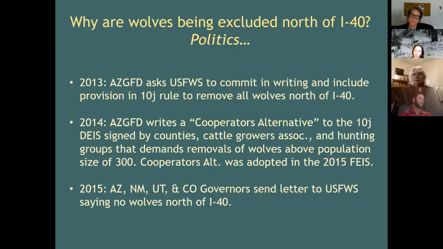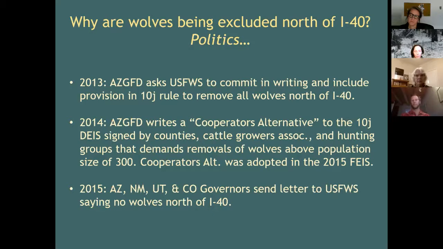So you might be wondering why, given all the best available science that we know that's been published, and the judge has found all these problems with the 10J rule, why did it get to this point? Why have wolves been excluded north of I-40? And it really comes down to just politics.